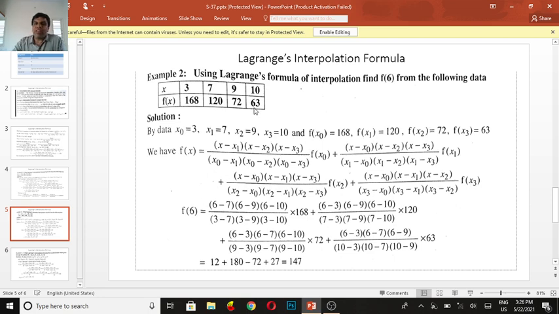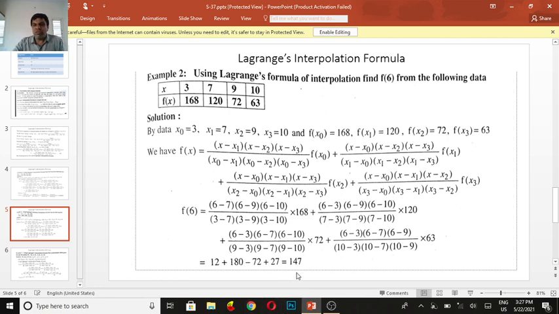Substituting all the values, but x is given. Here x is 6. Replace x by 6. Corresponding values of x0, x1, x2, x3, and the corresponding f of x is also given: 168, 120, 72, 63.